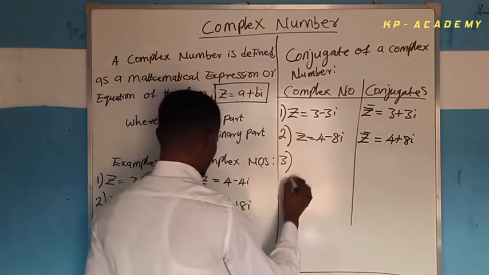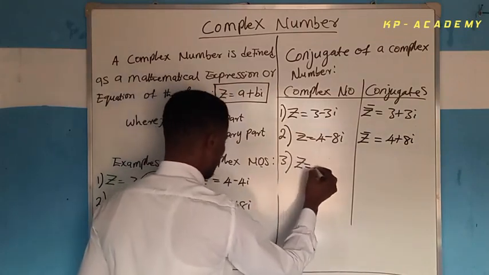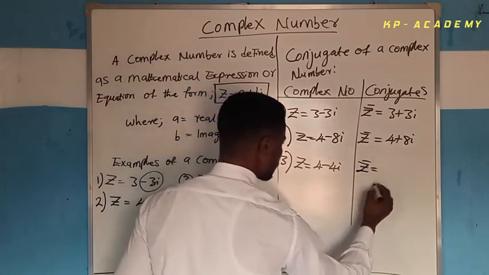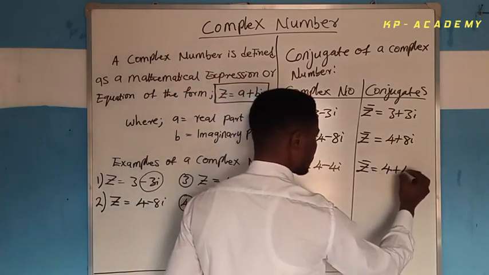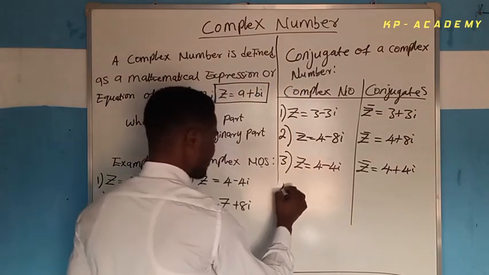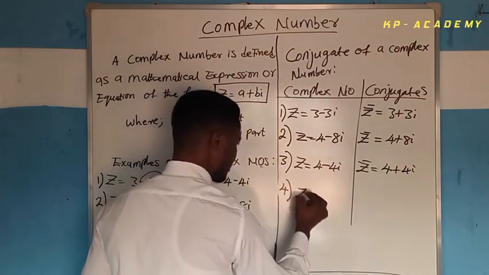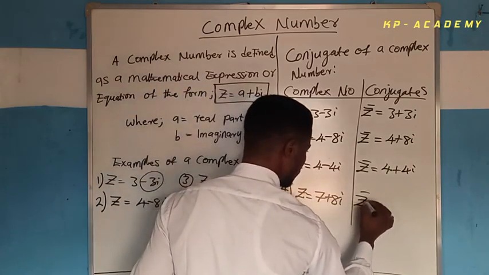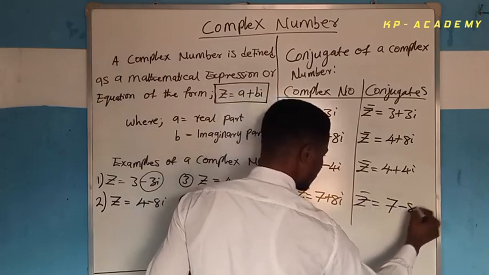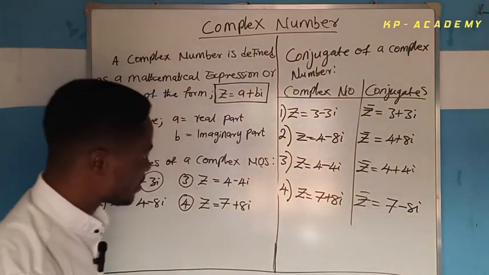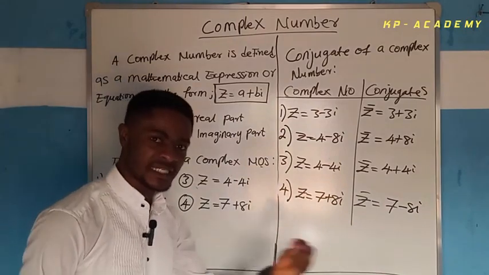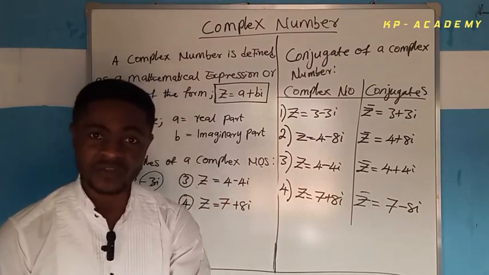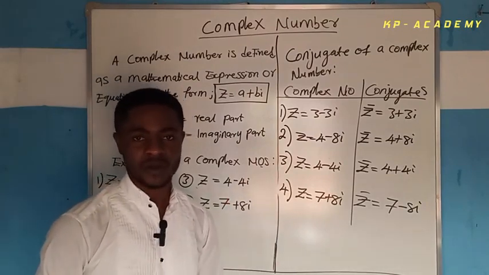The third one is z equal to 4 minus 4i. Its conjugate, z bar, will be equal to 4 plus 4i. Lastly, the fourth one I have here says that z is equal to 7 plus 8i. Its conjugate, z bar, will be equal to 7 minus 8i. So it is as simple as this. The whole idea about a complex number and its conjugate is that its conjugate is obtained by simply changing the sign of the imaginary part of that initial complex number.